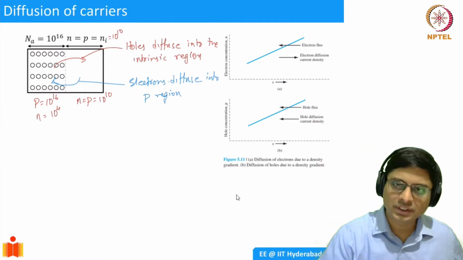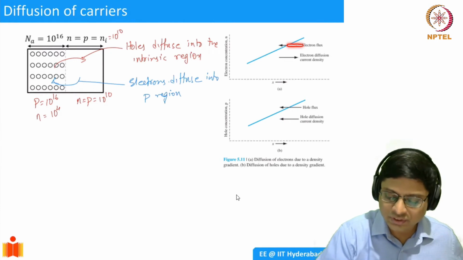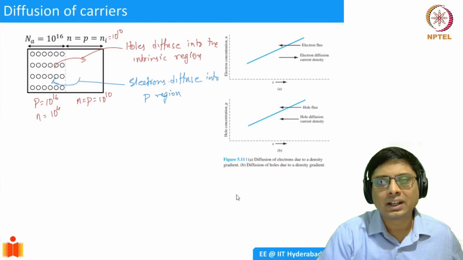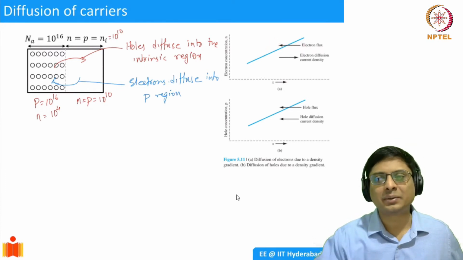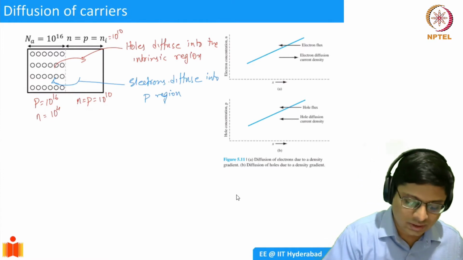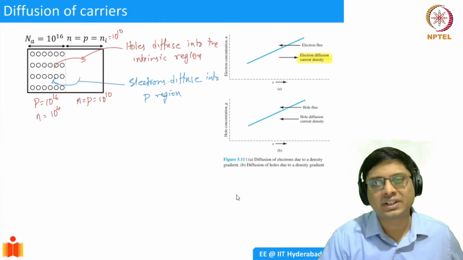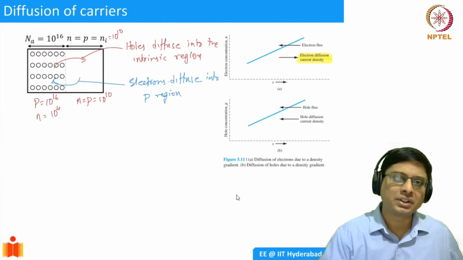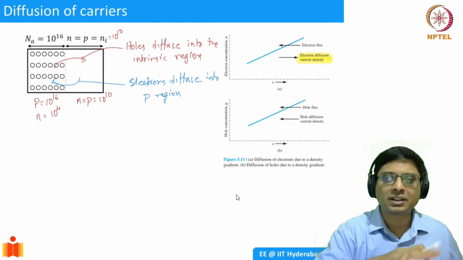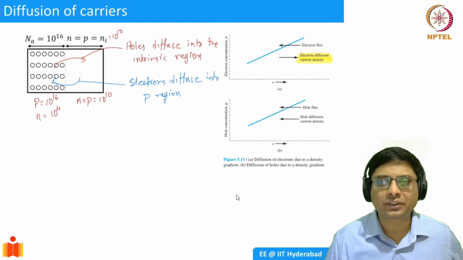Because of the diffusion, because of the concentration gradient, the electrons are going to flow in this direction. And by convention, whenever you have electrons traveling, we take the current to be in the opposite direction. So we say that the electron diffusion current density is going to be in the positive x direction, because the flux is going to be in the negative x direction. By convention, the current is going to be in the positive x direction. So this is for electrons.